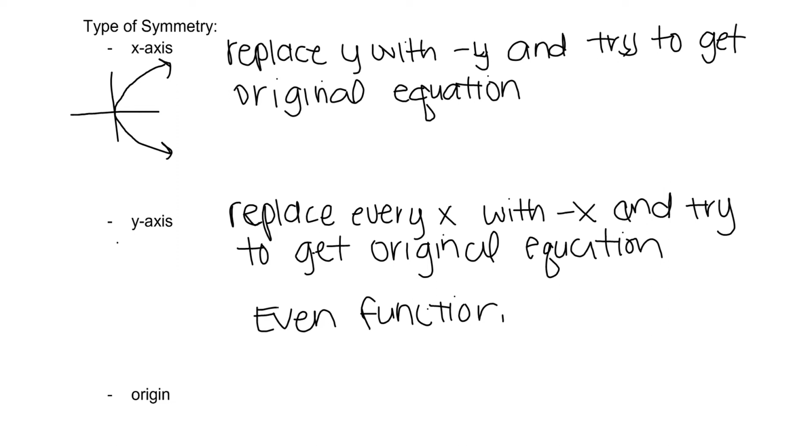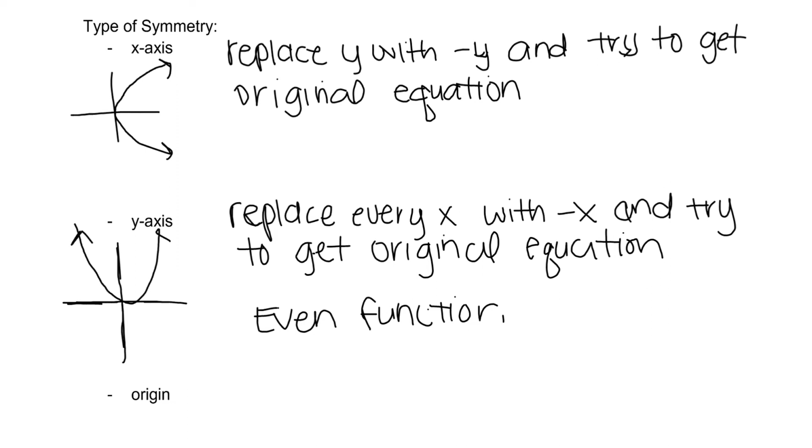So an example of something that would have symmetry about the y-axis, the most common example is a quadratic. Well, the parent function of the quadratic, I should say. Not every quadratic has symmetry about the y-axis, but the parent function does. So if I take the left side and flip it across the y-axis, it should lay over top that right side.